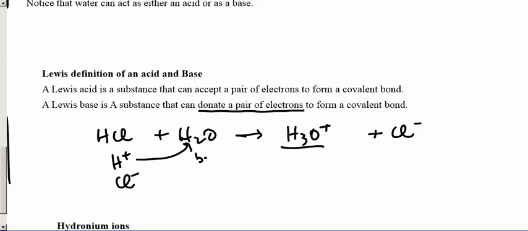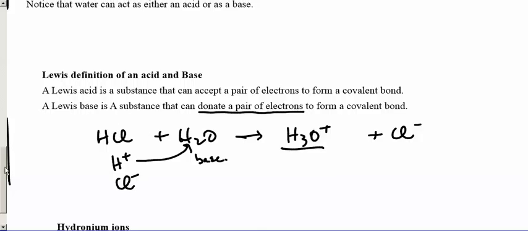So this is a base. It is giving up a pair; this guy's got no electrons to bond with. Got nothing. Okay? So both electrons are coming from this guy. It's a base. This is an acid. And so it's another definition that we use.